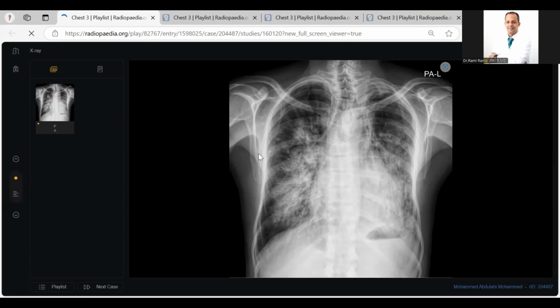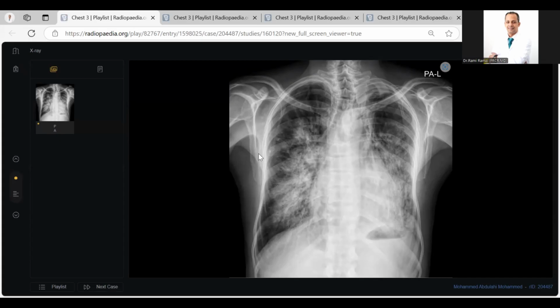55 years old male patient with acute shortness of breath and cough. This is a frontal chest X-ray. Here I can appreciate grossly enlarged heart size and bilateral opacities in the mid and lower zone in both the hemithoraces.